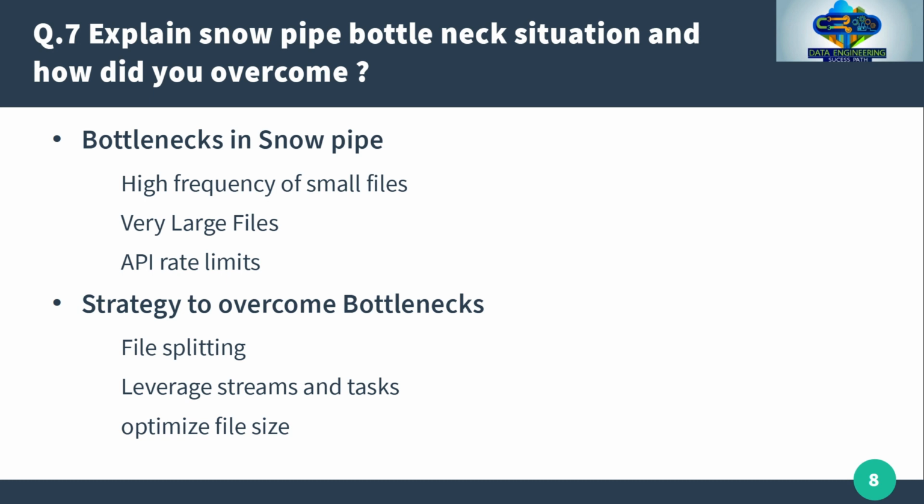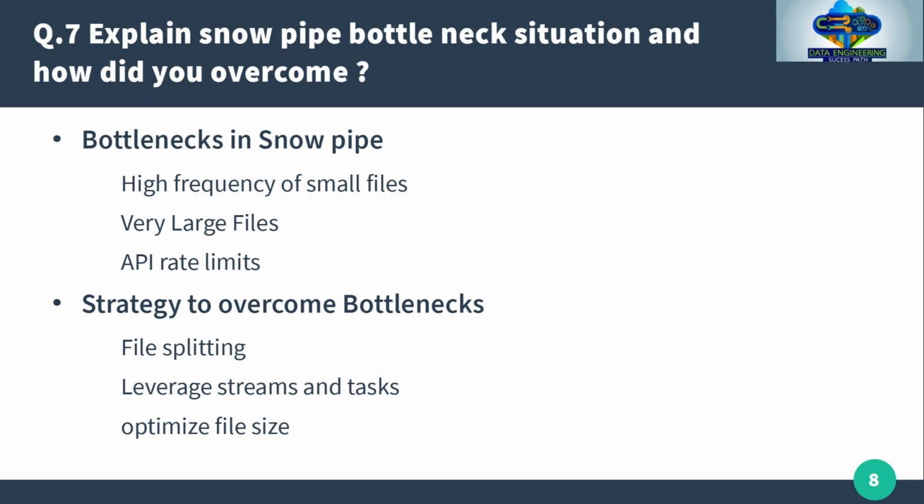One is a high frequency of small files. Snowpipe processes each file as a separate load once it's available in the staging area. So if data is arriving at a high frequency of small files, the overhead of initiating and managing loads for each file can impact the performance and increase cost.